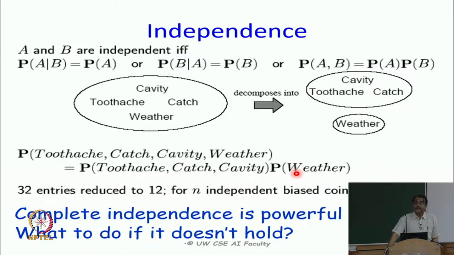Make sense? So, now how many parameters have I reduced this to? How many parameters do I need to maintain toothache, catch, cavity joint distribution? 7, because 8 minus 1. How many parameters do I need to maintain weather? 3, 4 minus 1. So, how many parameters do I need if I know this factorization to maintain the full joint distribution? 10.